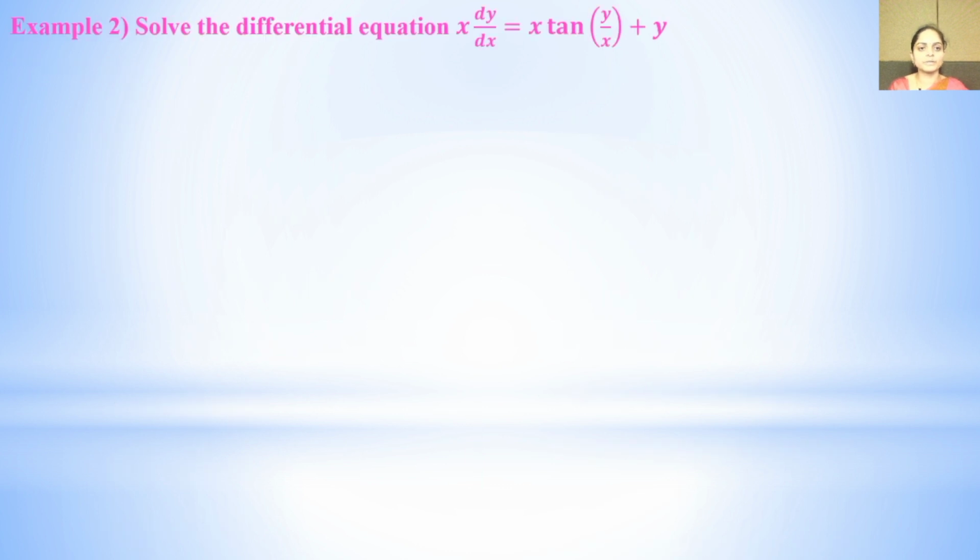Our next example is: solve the differential equation x into dy by dx is equal to x into tan of y upon x plus y. Look here, in this differential equation the degree of each term is 1. So this equation is a homogeneous differential equation of degree 1. Let's start the solution. First we write this equation in the form of dy by dx.